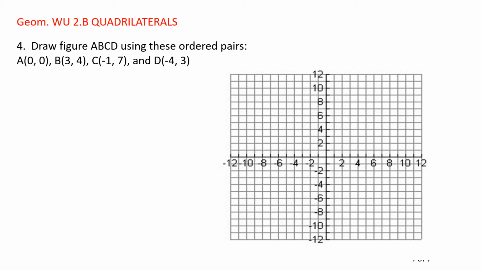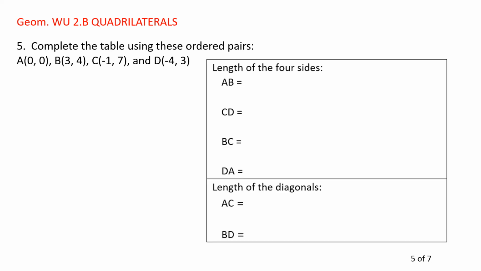Let's start by graphing these points and come up with a shape. 0, 0 is A. B is side to side 3, up and down 4. C is negative 1, up 7. And then finally I've got negative 4, up 3 for D. That's the shape. I'm going to continue to use this shape on the next slide. So I'm actually going to reproduce it here, at least as best as I can. This was A, B, C, D.